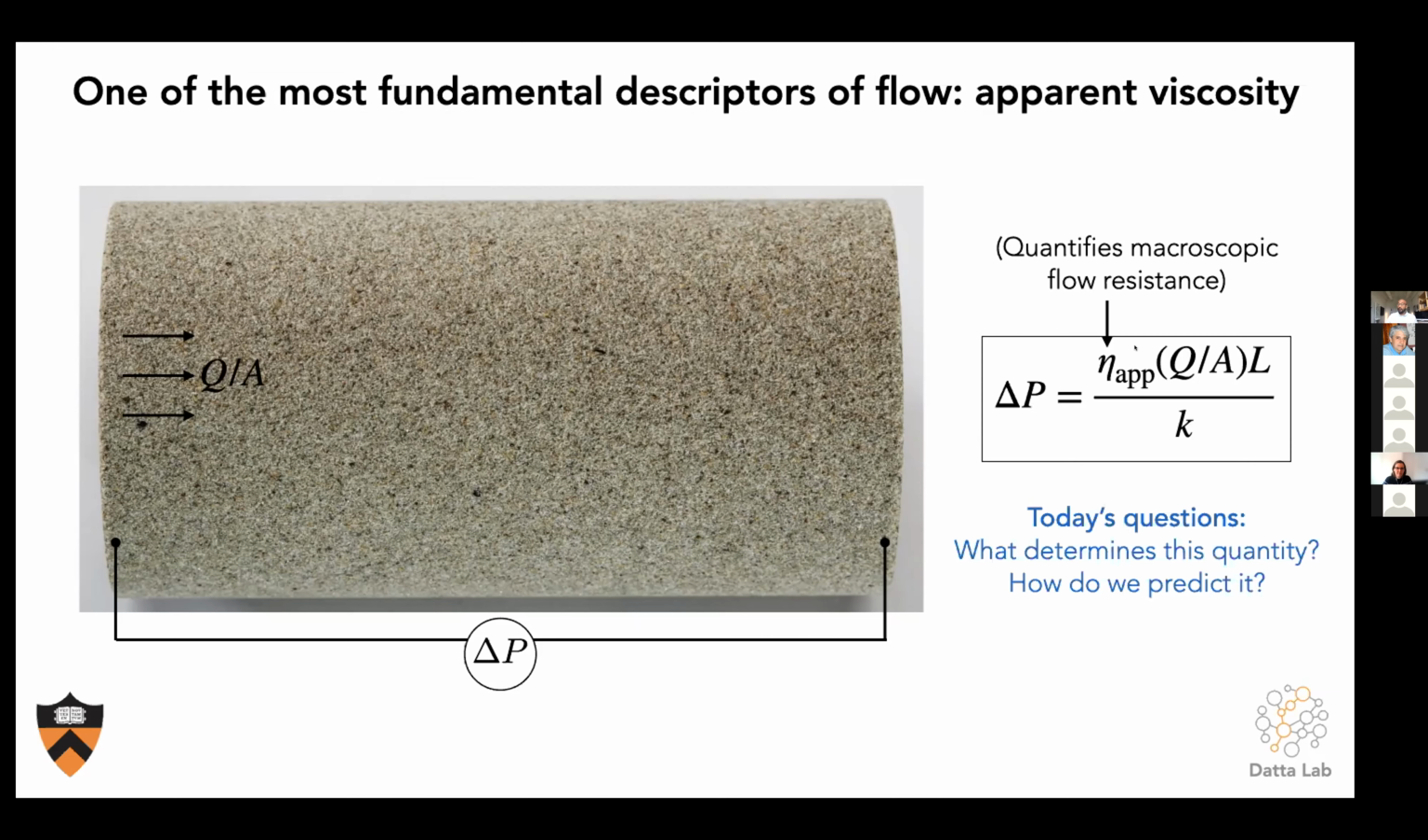And so what we set out to do in our research, and what I'll tell you about today, is we wanted to understand what determines the apparent viscosity of a polymer solution injected in a porous medium, and how can we predict it, right? And this is, of course, one of the most important things you need to be able to model the flow of polymer solutions in porous media in macroscopic scales, right?